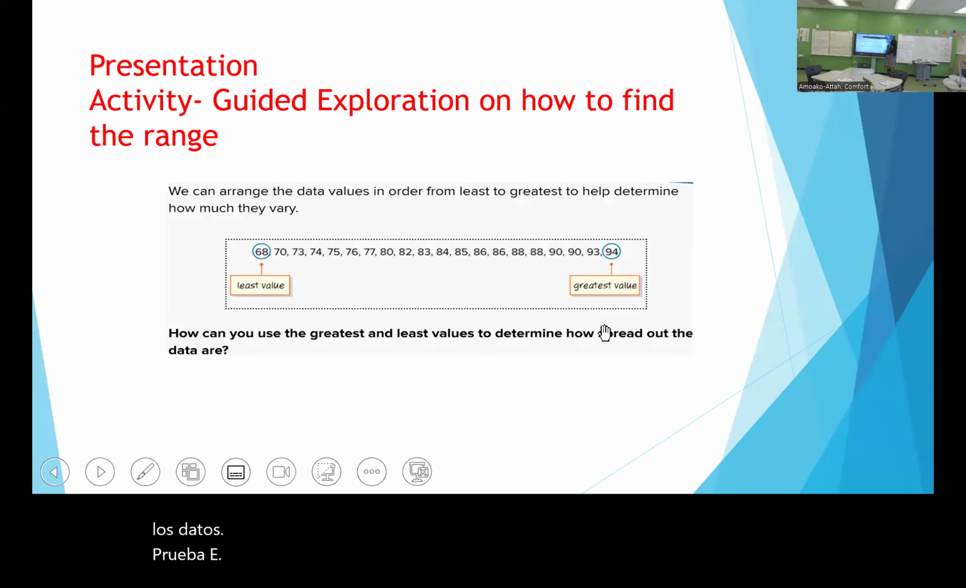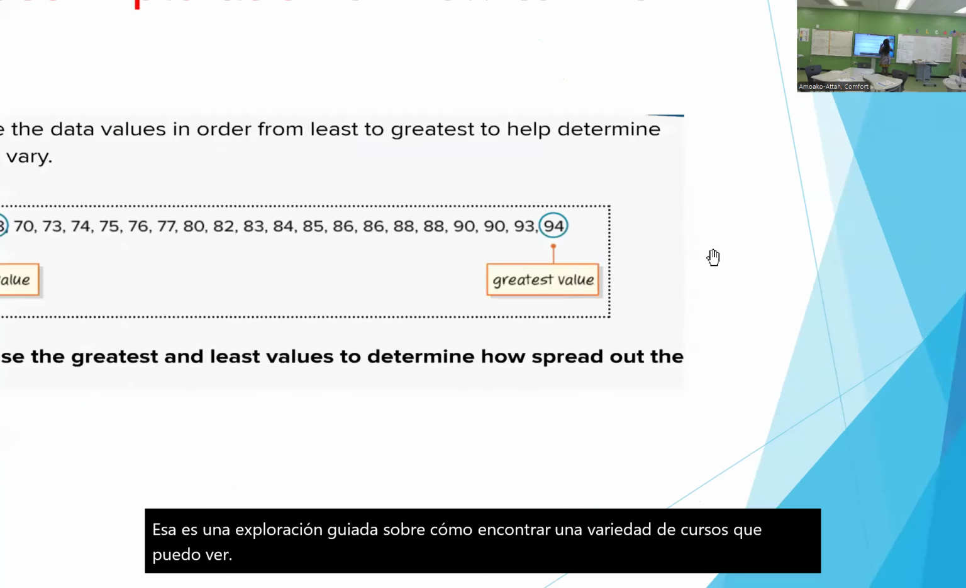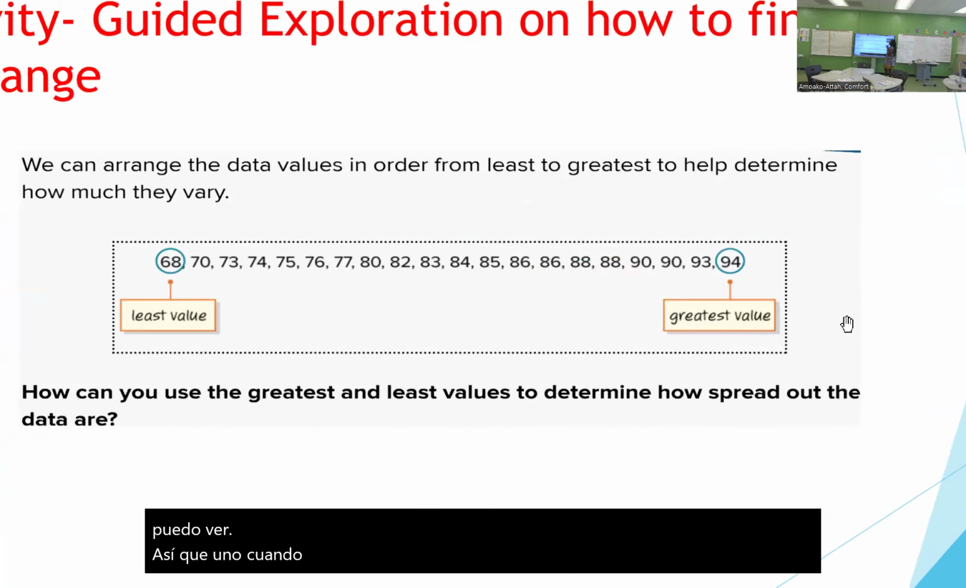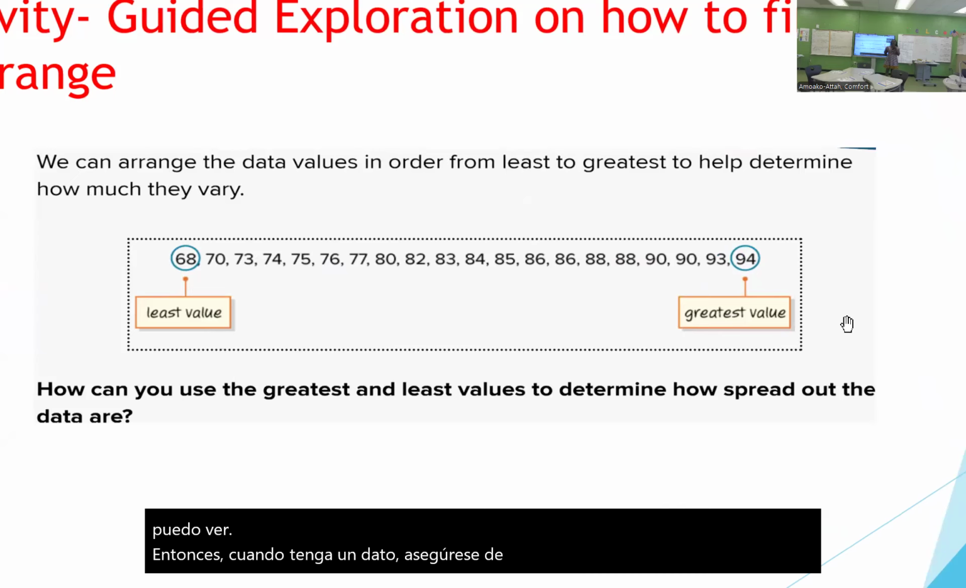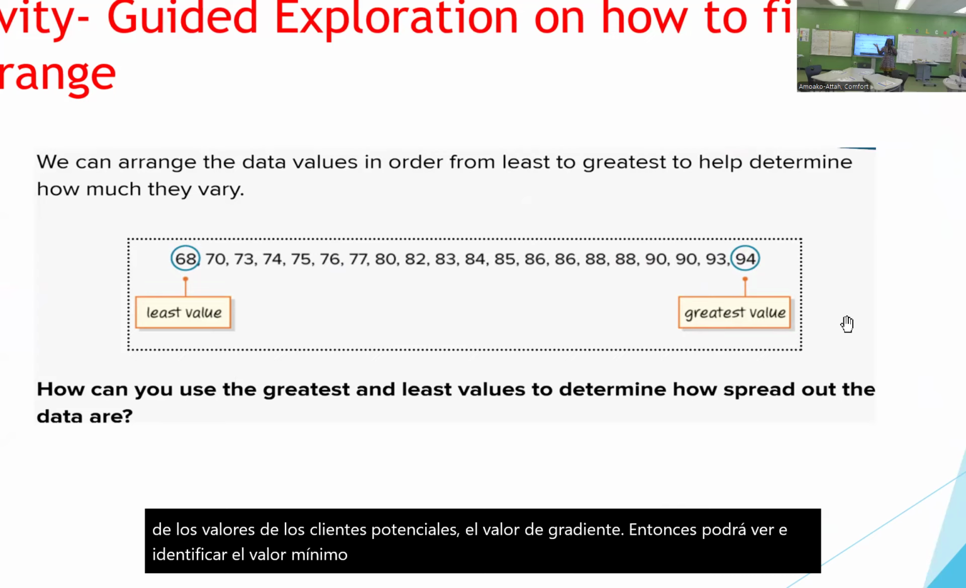Okay. So the next slide is a guided exploration on how to find the range. Of course, you guys can see. So one, when you have the data, make sure the data is organized from the least value to the greatest value. Then you'll be able to see and identify the least value and the greatest value and find their difference to get to your range.